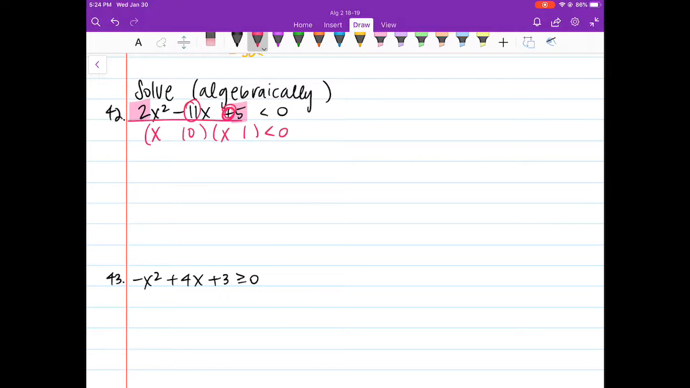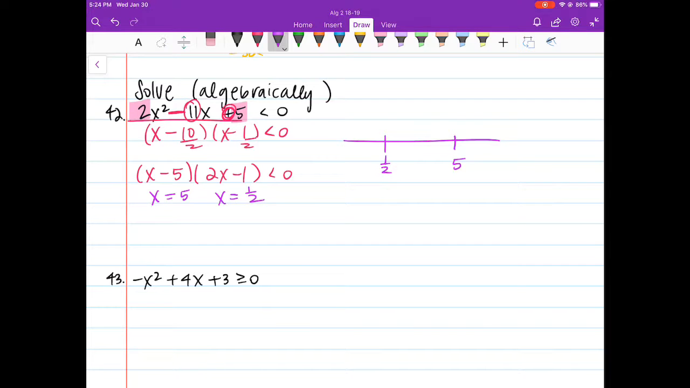My signs are the same. They are both minus. Minus 10, minus 1. Divide and slide by 2. So then I'm left with x minus 5 and 2x minus 1. So setting those separate sets of parentheses equal to 0, I find that my solutions are positive 5 and positive 1/2. So as I place those on a number line, remember I want to go in order from least to greatest. So I have 1/2 on the left, positive 5 on the right.